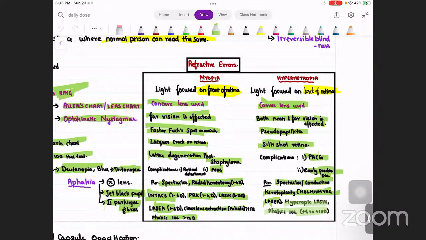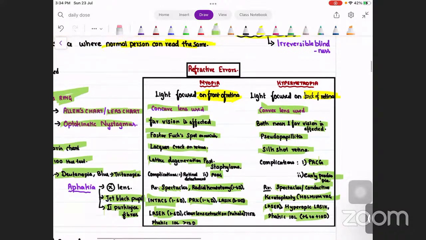So speaking about myopia and hypermetropia, the first things to remember: myopia means light is focused in front of the retina, while hypermetropia means light is focused behind the retina. A concave lens is used in myopia, and a convex lens is used in hypermetropia. So where do we use the convex lens?